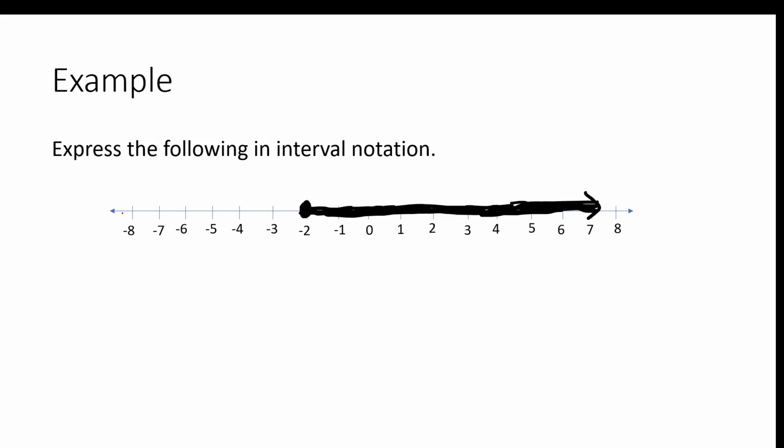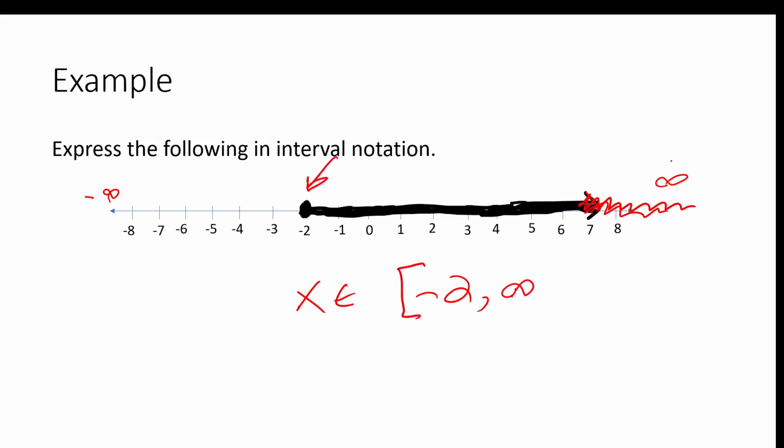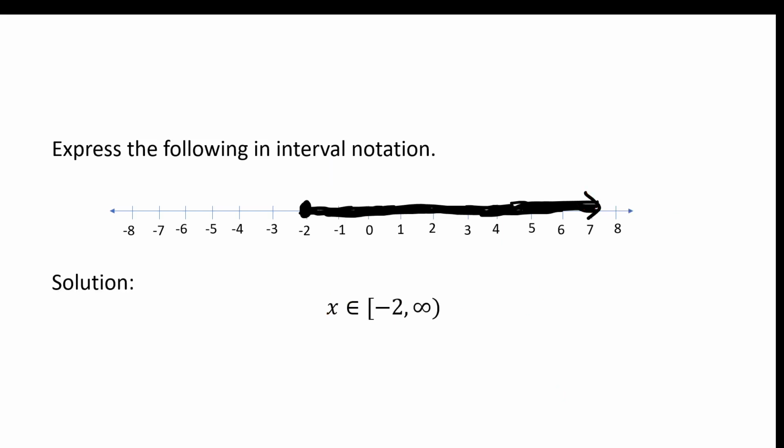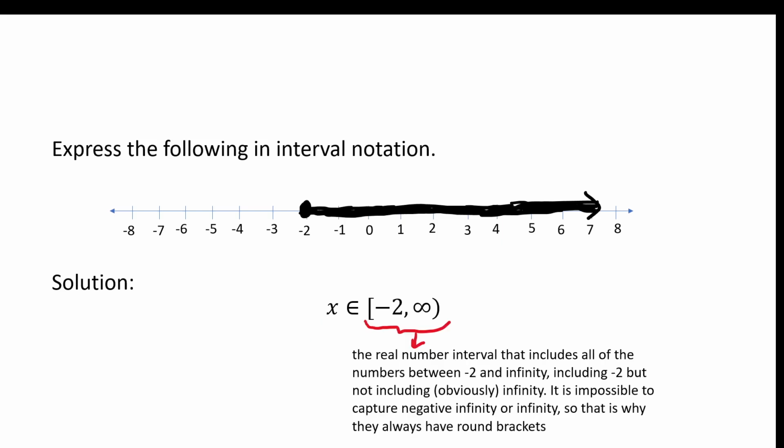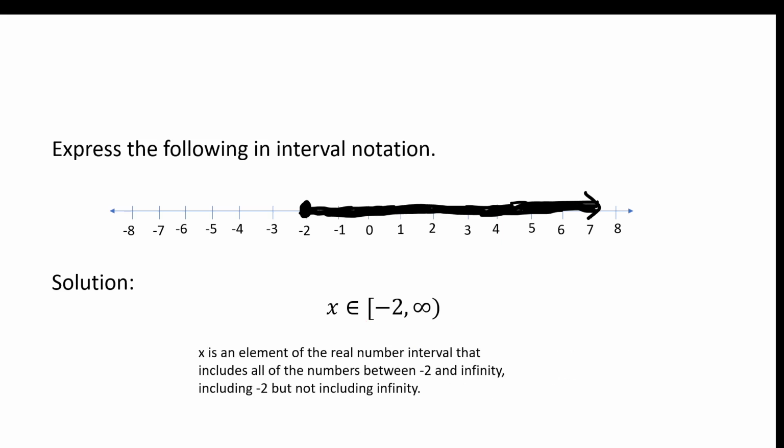The first question was this one. We've got negative infinity on the far left. We've got positive infinity on the far right. This arrow indicates that we're going infinitely long. So we can say x is a number somewhere in between negative 2 and positive infinity. We're including the negative 2, so we put a square bracket. We're not including infinity because infinity or negative infinity always gets a round bracket, and that's our answer. X is an element of the real number interval that includes all the numbers between negative 2 and infinity, including negative 2, but obviously not including infinity.